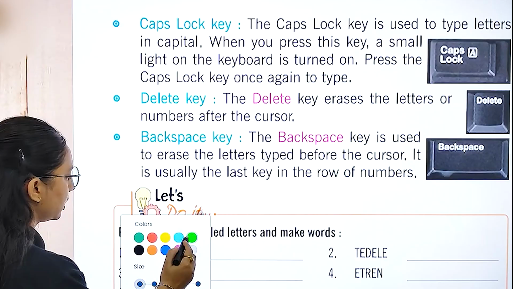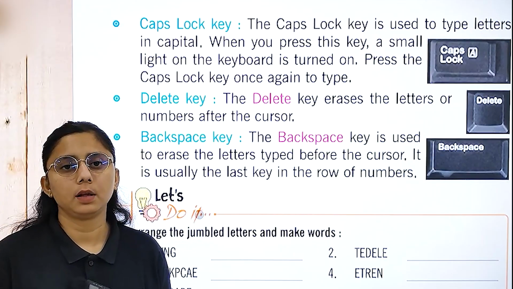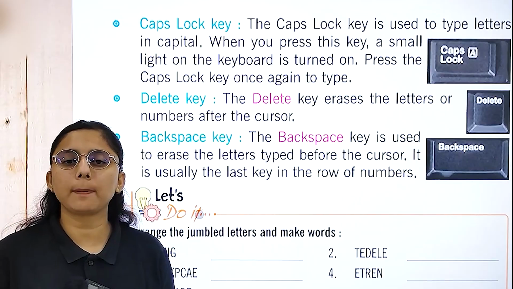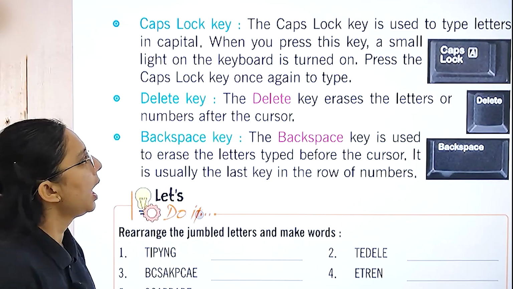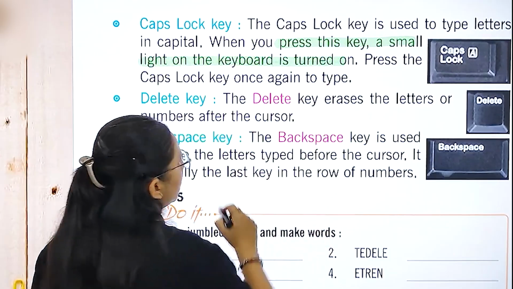Next is your caps lock. It is used to type letters in capital letters. If you have to write letters in capital letters, you will use the caps lock key, and when you press this key, a small light on the keyboard is turned on.